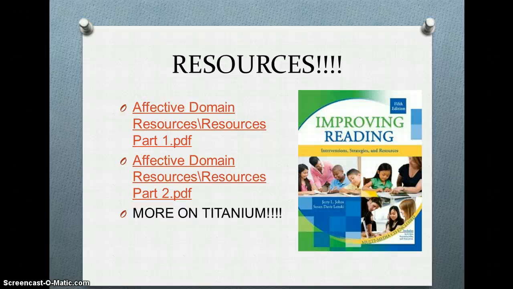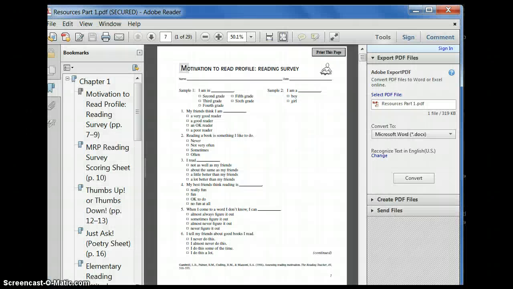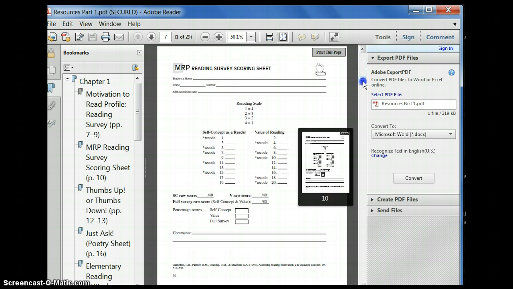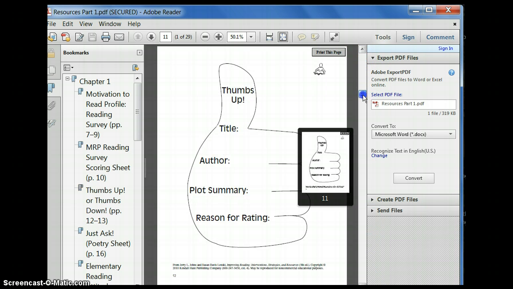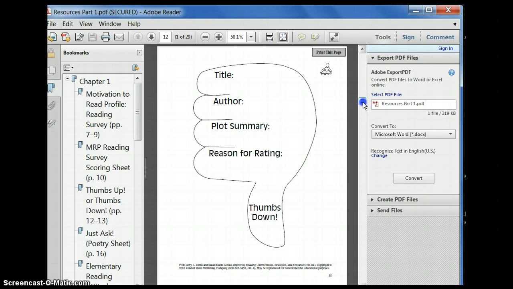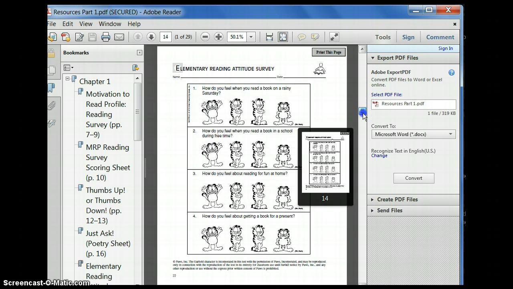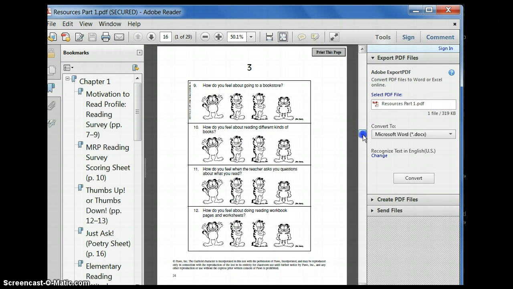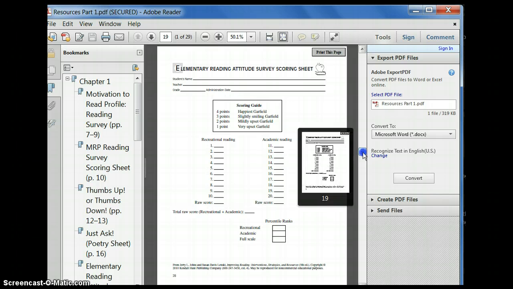Let me just show you a couple of things that are in it. Again, these come from the Improving Reading Jerry Johns book. It comes with a disc, which is awesome, and you can print all of these out from there. But I put these on Titanium. In there, they had the motivation to read profile that's a little less dated looking. They also have a book rating activity to help with student interest. Here is that elementary reading attitude survey I was telling you about with Garfield. That's in there.